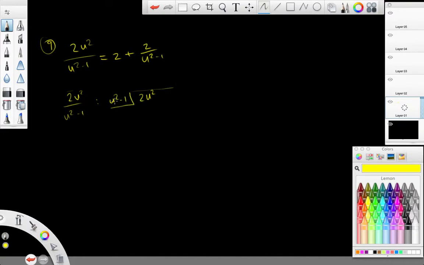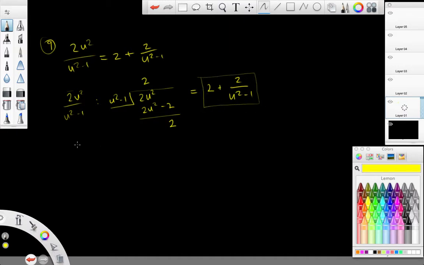What do we need to multiply u squared by? We need to multiply it by 2, and that will give us 2u squared minus 2, and when we subtract, 2u squared minus 2u squared is 0. 0 minus minus 2 gives us plus 2, so that's going to equal 2 plus 2 over u squared minus 1, which is what we were asked to show.